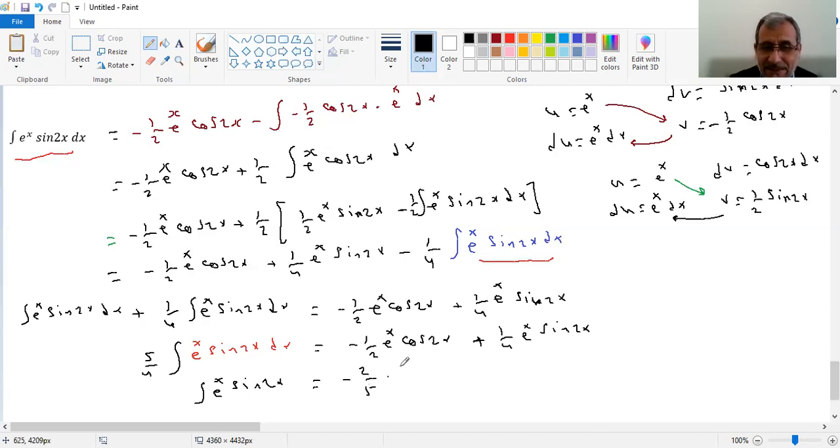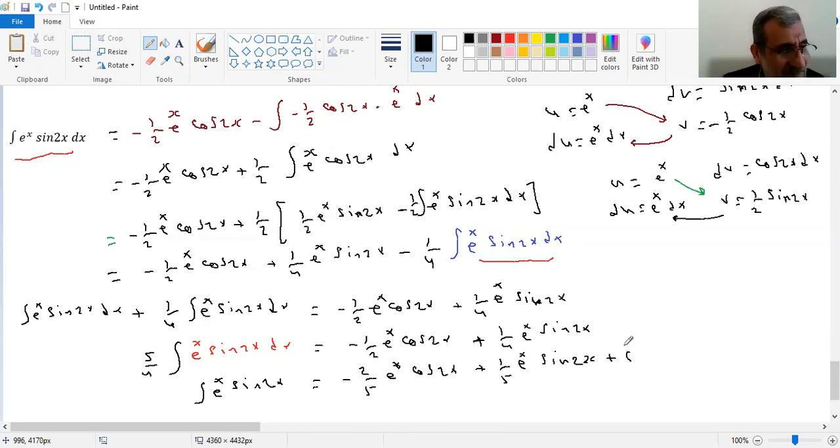We have negative 2 over 5 e^x cosine 2x and plus 1 over 5 e^x sine 2x, okay, plus c.